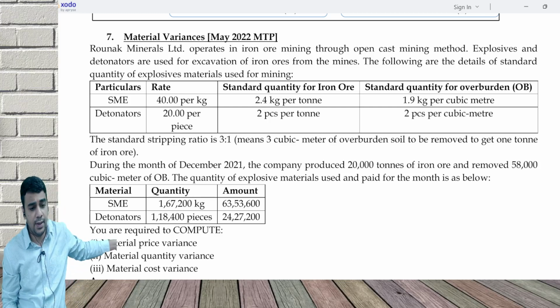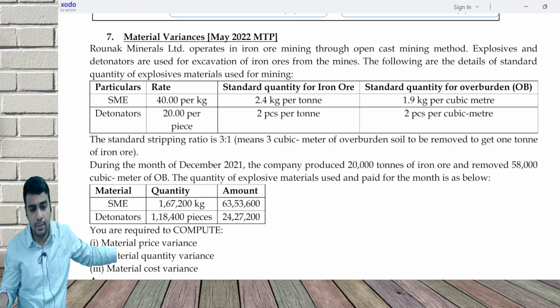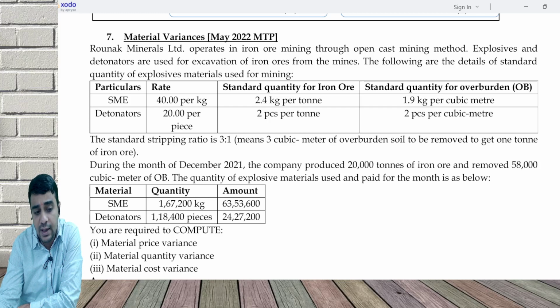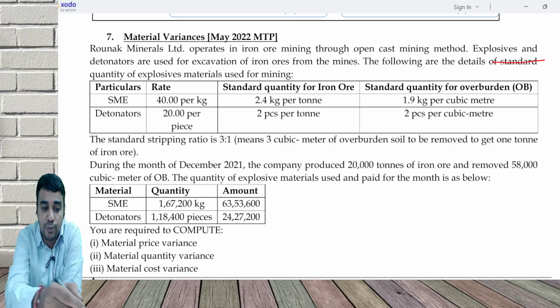Okay, let's start this. Ronak Minerals Limited operates in iron ore mining through the open cast mining method. Explosives and detonators are used for excavation of iron ore from the mines. So these explosives and detonators are technically the raw material for the company. Following are the details of the standard quantity. What is the use of this? This will give you the input output ratio.